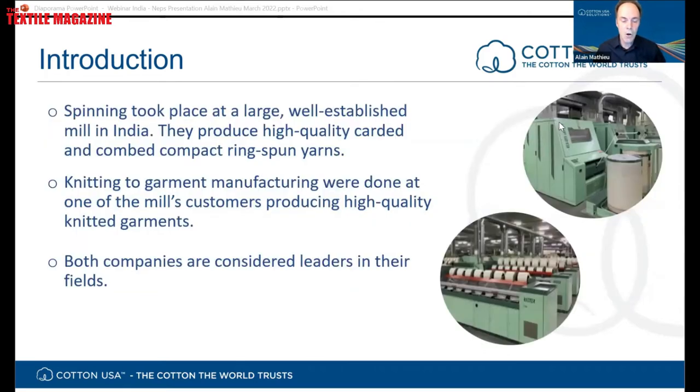The yarn manufacturing, the spinning, took place at a large, well-established spinning mill in India. Knitting and garmenting, or cut and sew, were carried out at a customer of the yarn manufacturer. Both mills were considered by the consultants to be world-class operations.